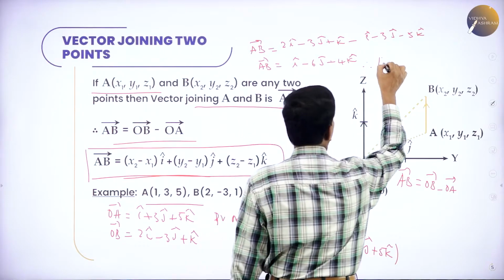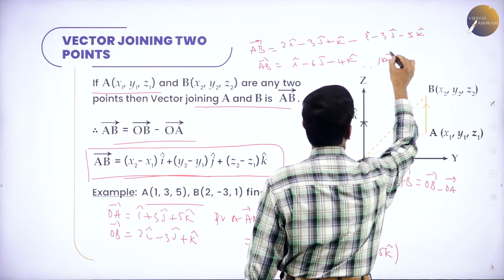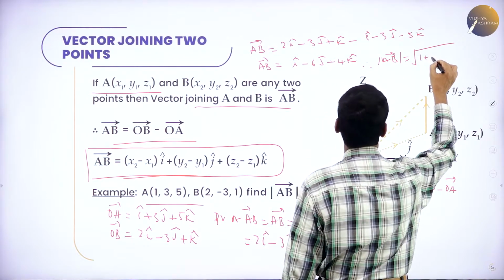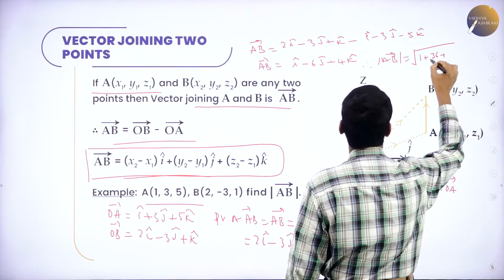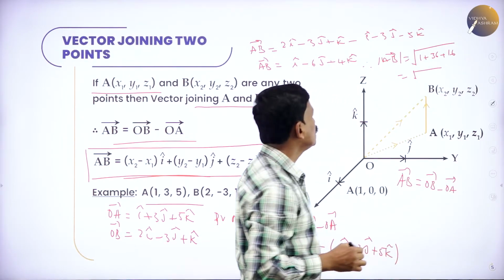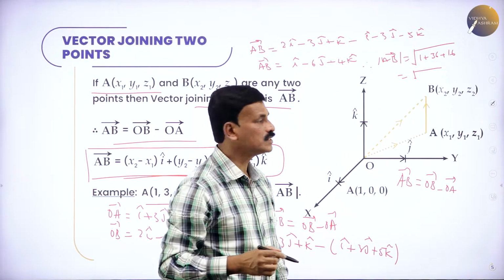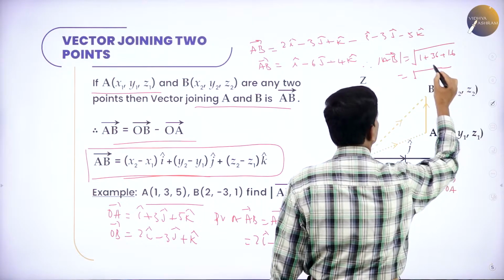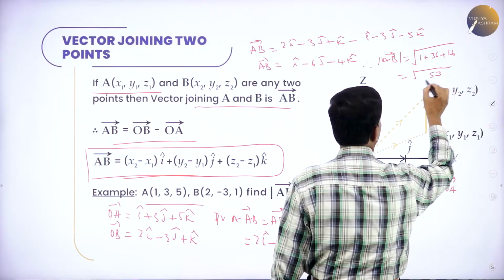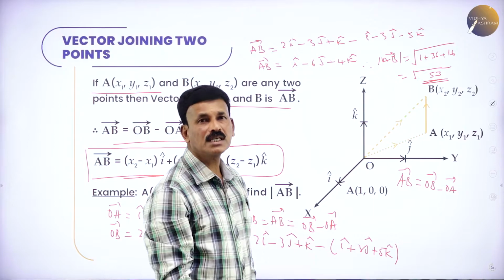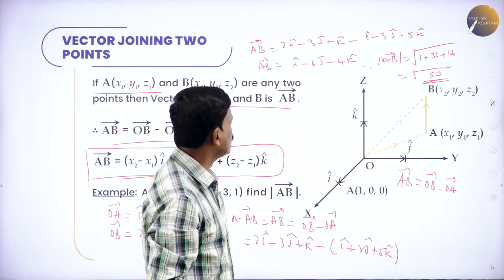Now therefore the length of AB, the magnitude of AB, is equal to the square root of 1 square is 1, 4 square is 16, plus 2 square is 4. So this is equal to 1 plus 16 plus 4, which is 21. So this is the required answer. So what is the required answer?